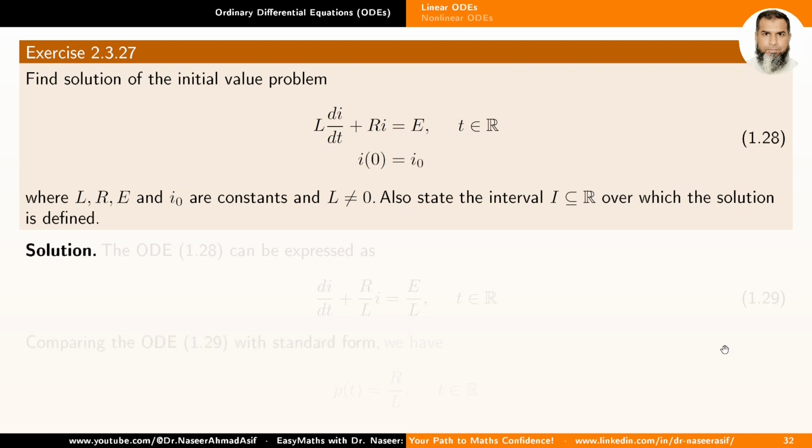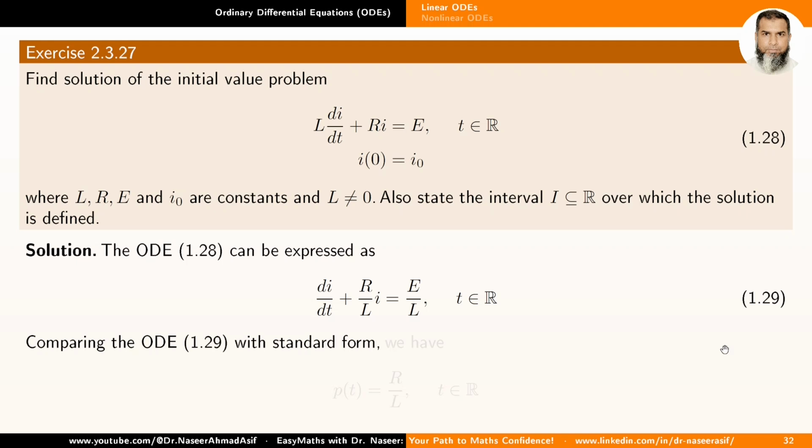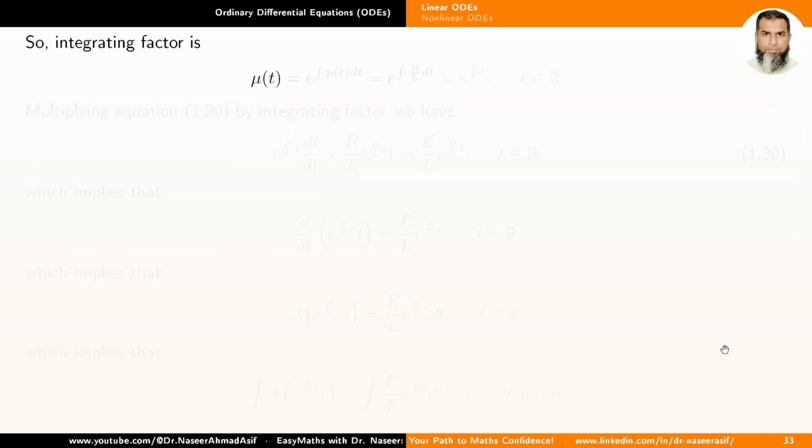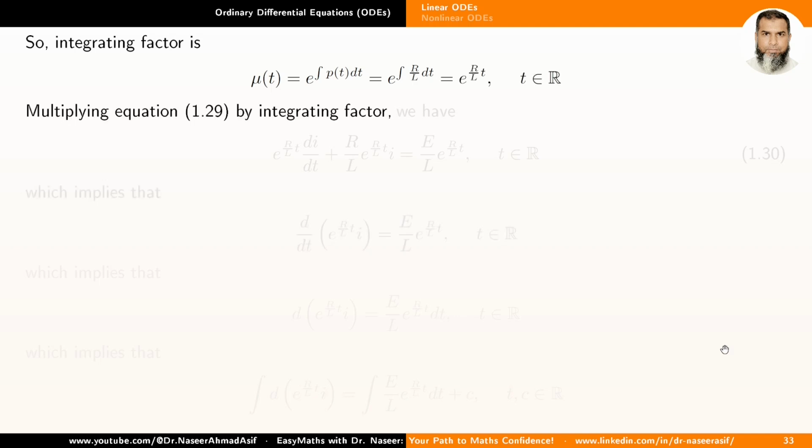Well, see solution. The ODE 1.28 can be expressed as di by dt plus R over L into I is equal to E over L, where t belongs to R. Comparing the ODE 1.29 with standard form, we have P of t is equal to R over L, where t belongs to R. So integrating factor is mu of t is equal to exponential of integral P of t dt, which is equal to exponential of integral of R over L dt. So mu of t is equal to exponential of R over L into t, where t belongs to R.